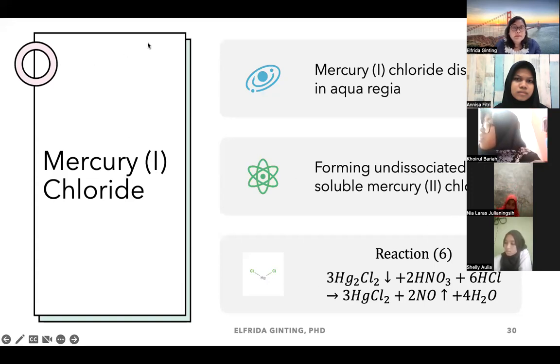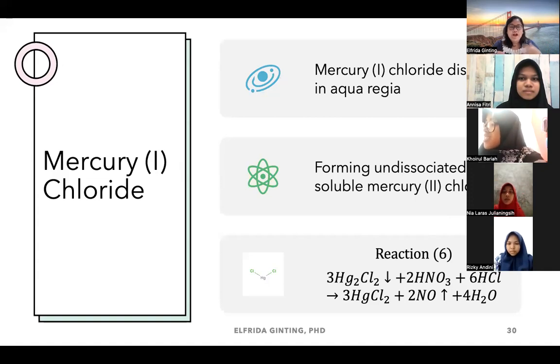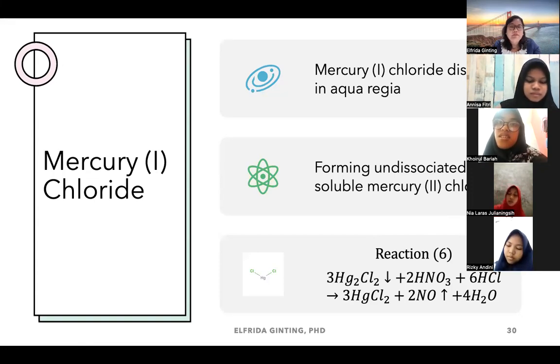Finish this? Finish, ma'am. Okay, one more slide before we stop our class, because I know there is so much information that you need to understand. To help you study independently, I want you to do a routine test: find the reactions to identify silver, because in this class we already studied lead and mercury.